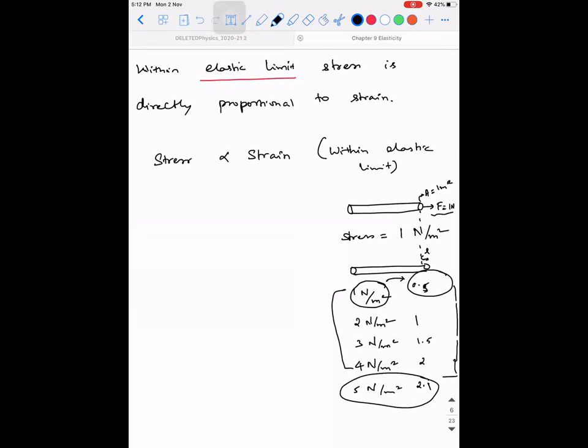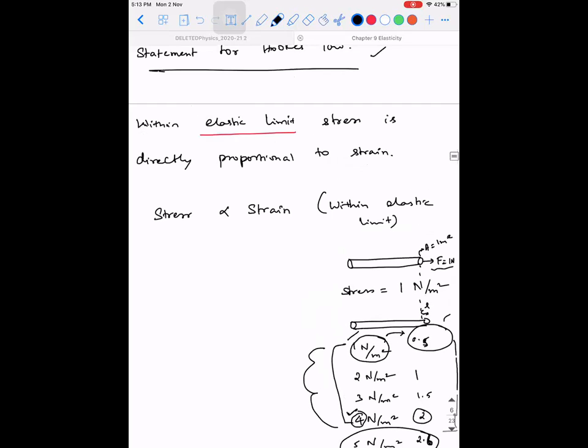What is happening at 5? What is actually expected? 2.5 is expected. Let's say it is becoming 2.6. Is it proportional? No, sir. So this is the maximum stress till which I'm able to maintain the proportionality. This maximum stress is what is called the elastic limit. Within the elastic limit, between 1 to 4, stress is directly proportional to strain, beyond which it will get deformed. And that law is called Hooke's law.